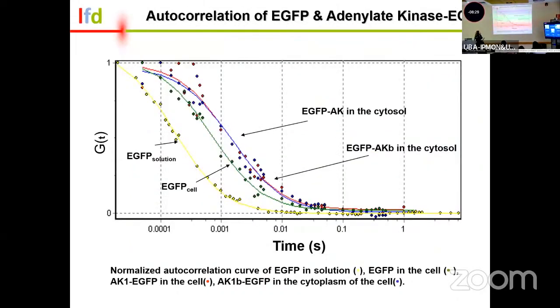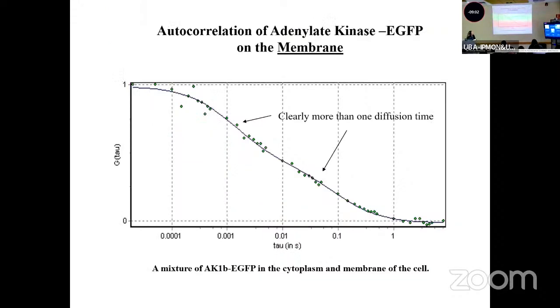So if we look at the diffusion of GFP in solution, this is the yellow curve. It's very fast because it's closer to the fast time scale. And if we look at the diffusion of adenylate kinase in the cytosol, we see here that it is much slower than in solution. It's even slower than GFP alone, right? So this is GFP alone, and this is in the cytosol, whether it's adenylate kinase or the beta form. And if we look specifically at the membrane-bound diffusion, we can actually see almost two components.